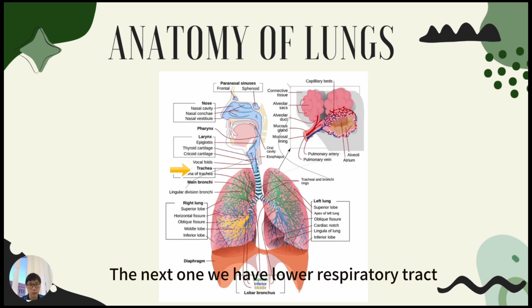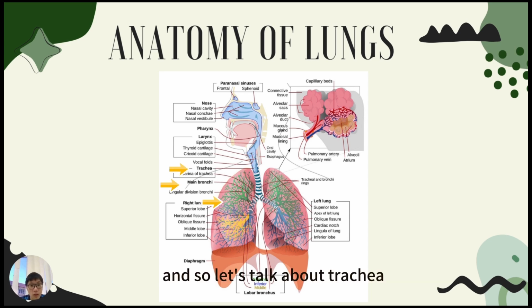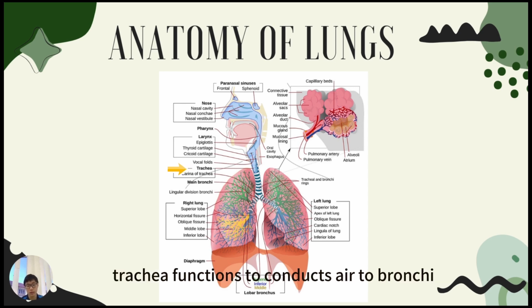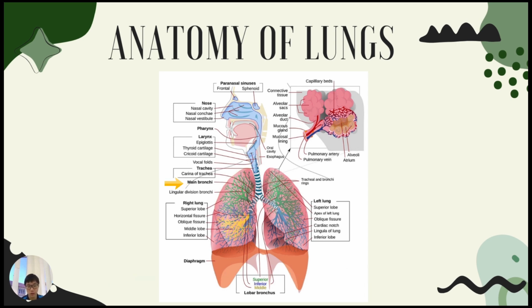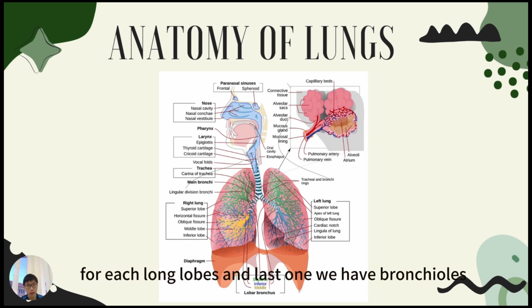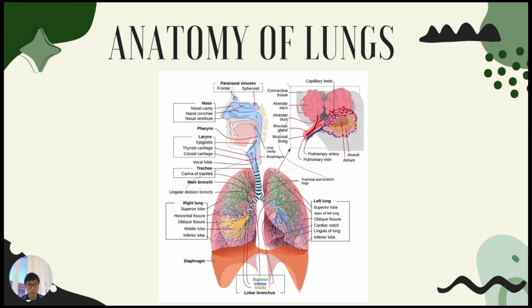The next one we have lower respiratory tract, and first we have our trachea and bronchi. Let's talk about trachea. Trachea functions to conduct air to bronchi, and it also contains mucus production to trap particles. The next one we have bronchus, which distributes air to each lung lobe. And last one we have bronchioles, which control the air flow resistance and also air distribution.